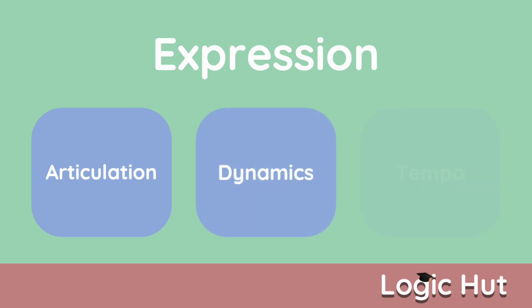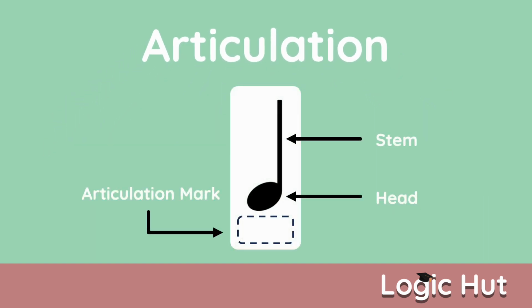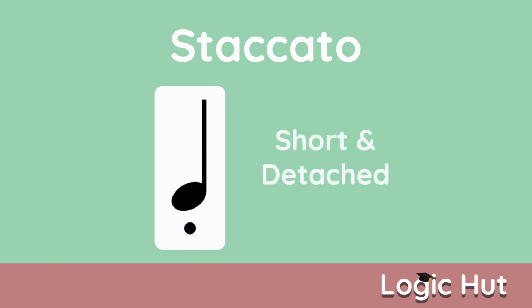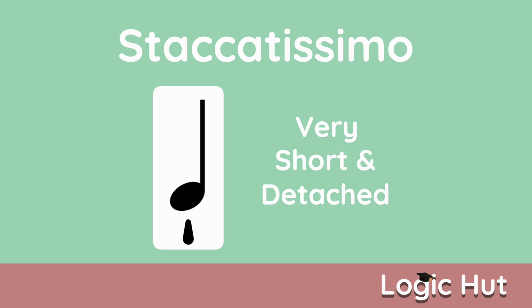Musical expressions can be split into three main categories: articulation, dynamics, and tempo. Articulation describes how notes should be played. Symbols used to demonstrate this are placed on the other side of the note head to the stem, as shown. The staccato looks like this, and makes the note short or detached. You can also have a staccatissimo, which means very staccato.